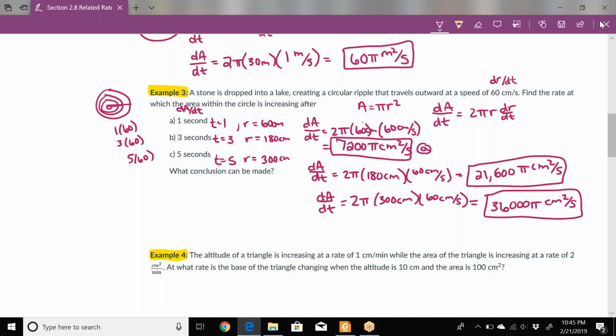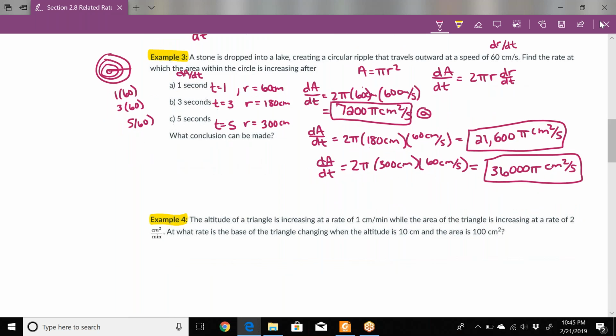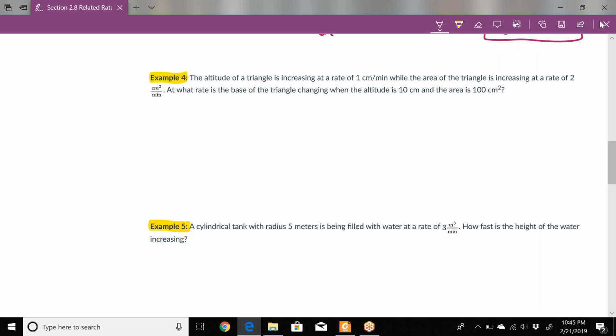It's a linear change, essentially. It's just going up by 60 each time. So that is number 3. So for example 4, we're going to have to draw a picture here.